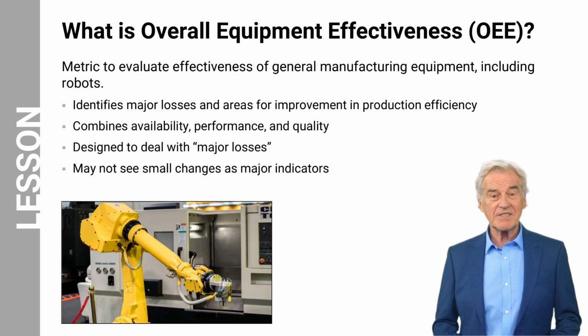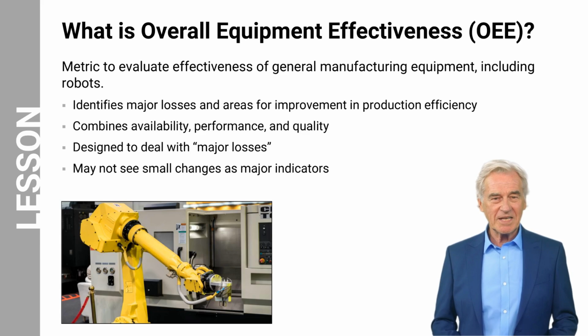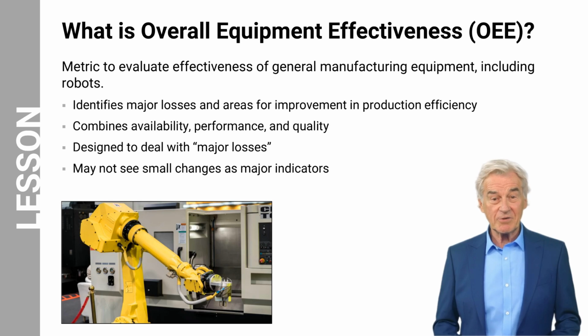Overall equipment effectiveness, abbreviated as OEE, is a critical metric used to evaluate the effectiveness of equipment in general manufacturing. It helps identify major losses and areas for improvement in production efficiency. OEE combines three key factors including availability, performance, and quality. Availability measures the amount of time the equipment is running versus the time it is planned to run. This highlights downtime issues. Performance evaluates how well the equipment performs compared to its maximum speed, identifying inefficiencies. Quality tracks the proportion of good products produced without defects, ensuring product consistency.